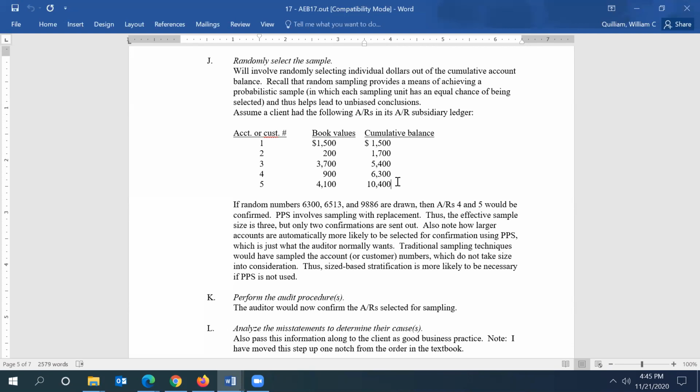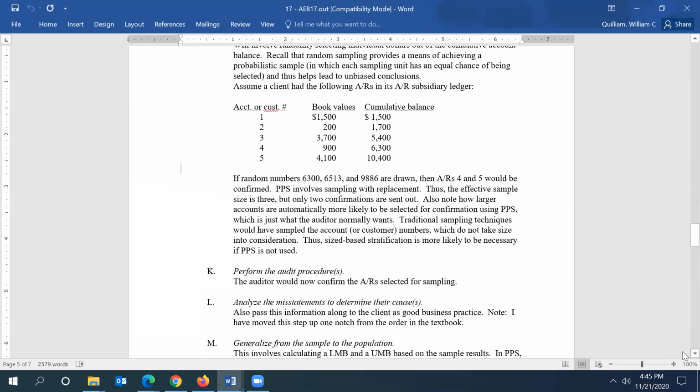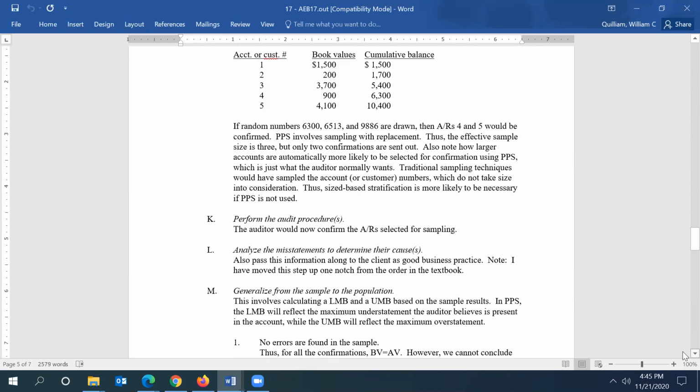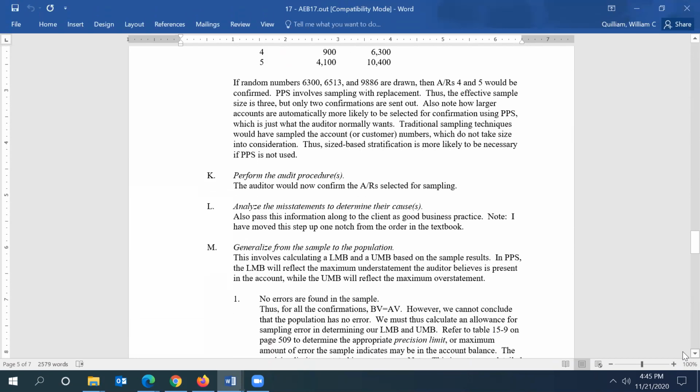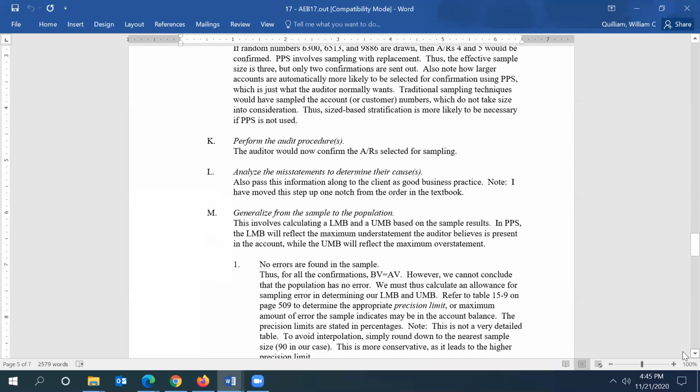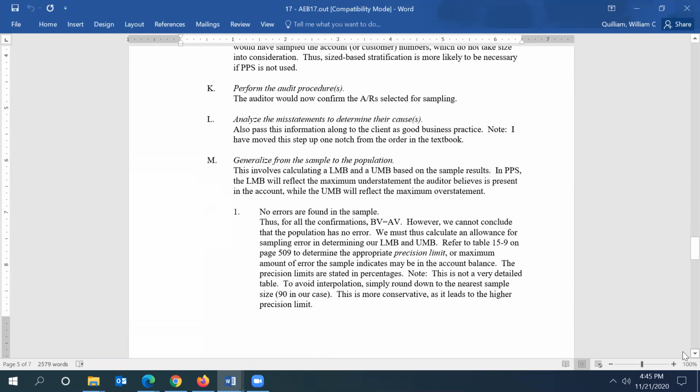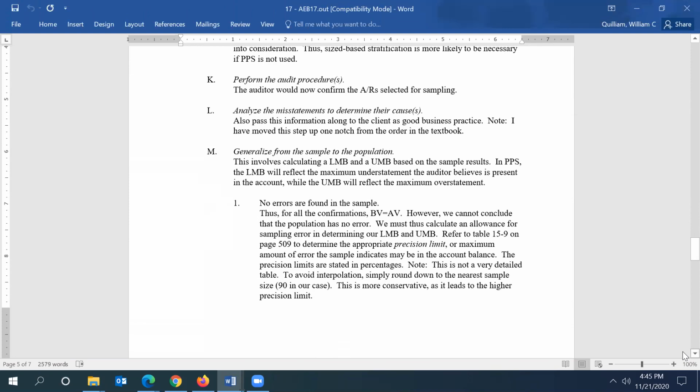Yeah, we've also noted how larger accounts receivable, larger accounts, are automatically more likely to be selected for confirmation using PPS, which is just what the auditor normally wants. Good. We stratify according to size. Now, traditional sampling techniques like variable sampling, as I said, would have sampled the account or customer numbers, which do not take size into consideration. Thus, size-based stratification is much more likely to be necessary if PPS is not used.